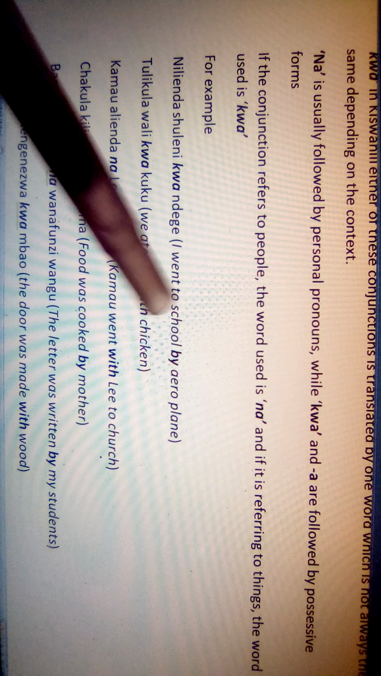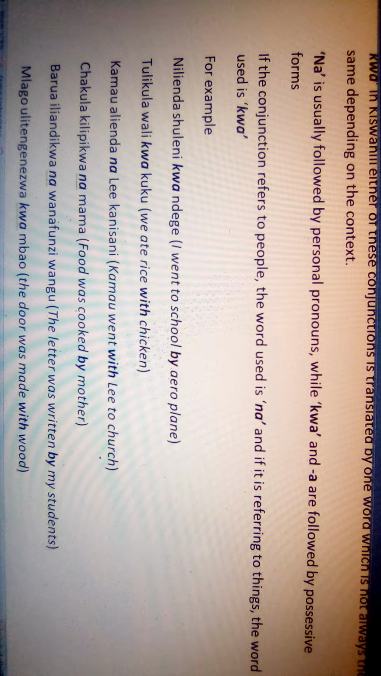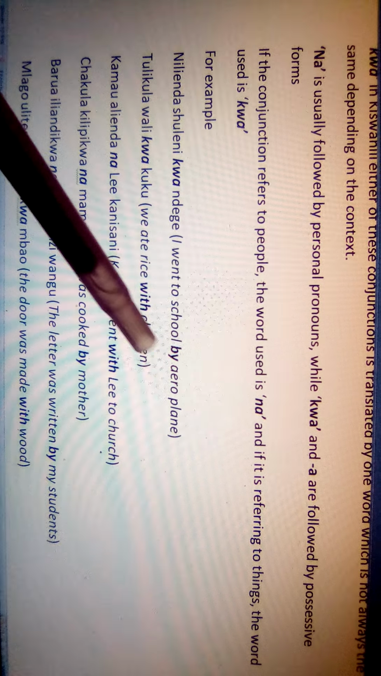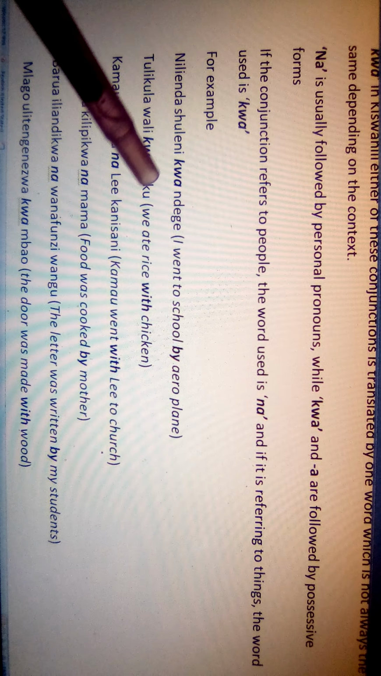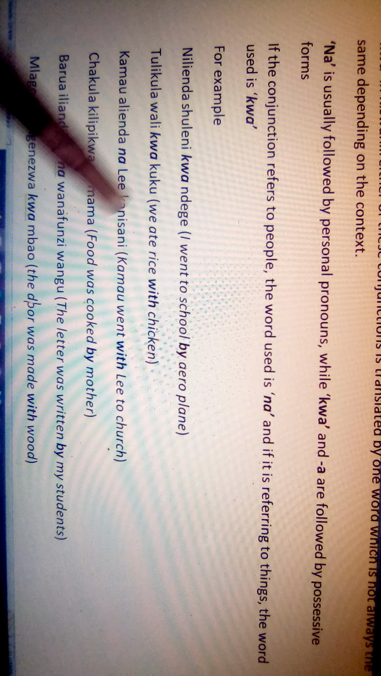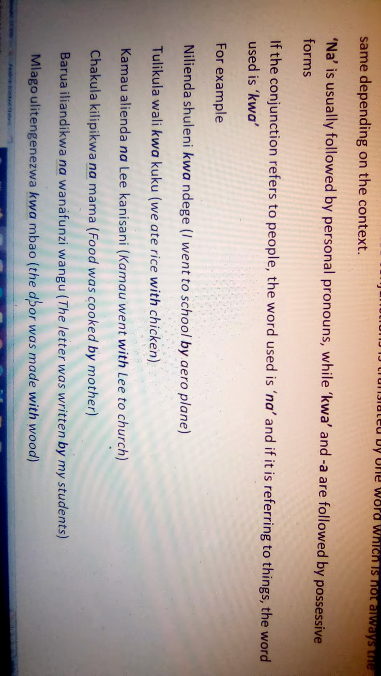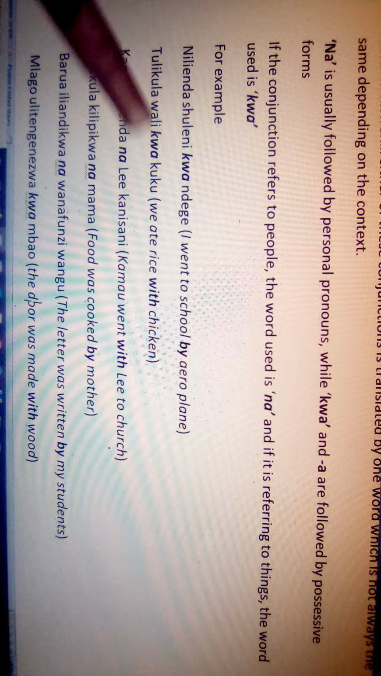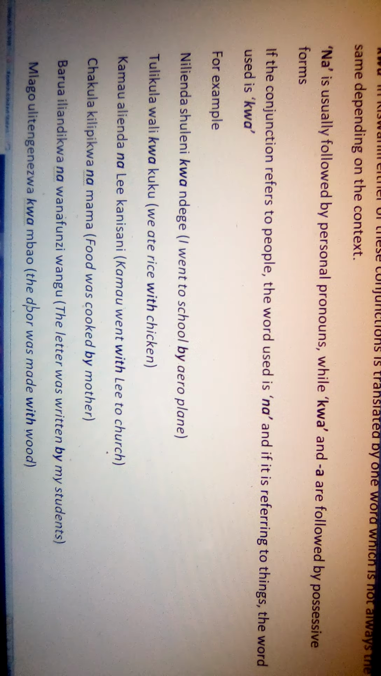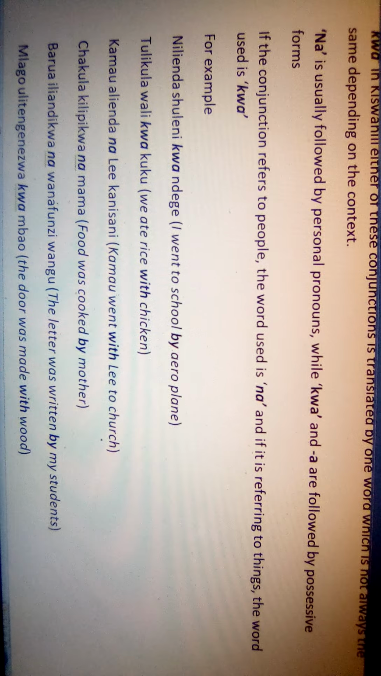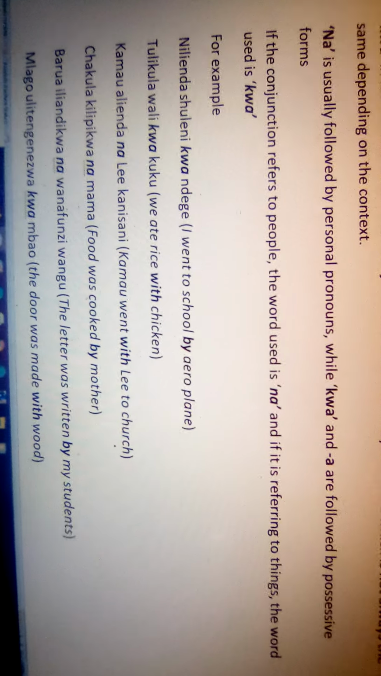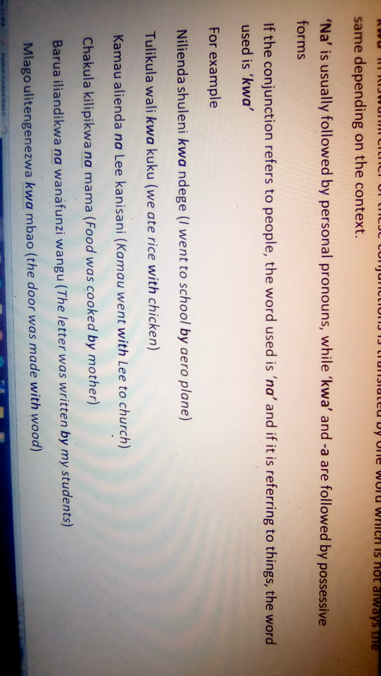Remember, when the aeroplane came, what was flying up was the birds. So we got the word ndege from, when the Africans saw the aeroplane, they thought it was a bird. So they share the same name. The bird is the primary meaning of ndege. Then ndege, the aeroplane, is the secondary meaning of ndege. So we have nilienda shule kwa ndege. I went to school by aeroplane.